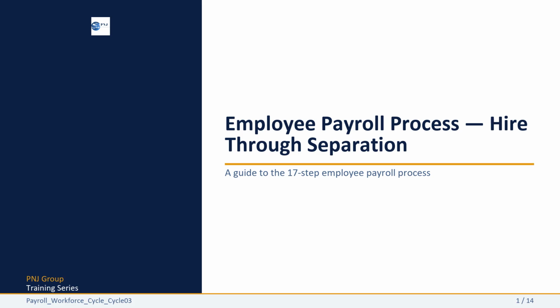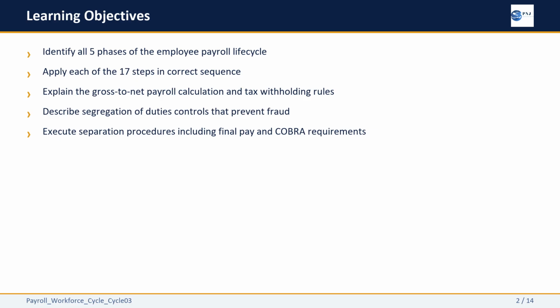Let's get started. By the end of this section, you will be able to identify all 5 phases of the employee payroll lifecycle and apply each of the 17 steps in the correct order. You will be able to explain the gross-to-net calculation, describe the segregation of duties framework that prevents fraud, and walk through the proper steps when an employee separates. These are the core competencies every payroll and HR professional at P&J Group needs to operate this cycle correctly.